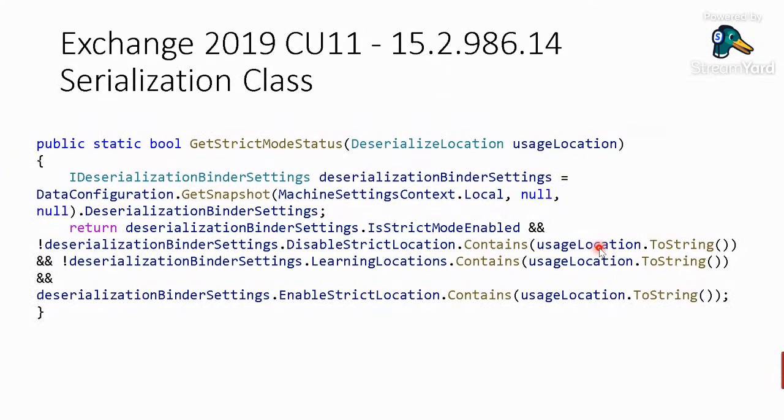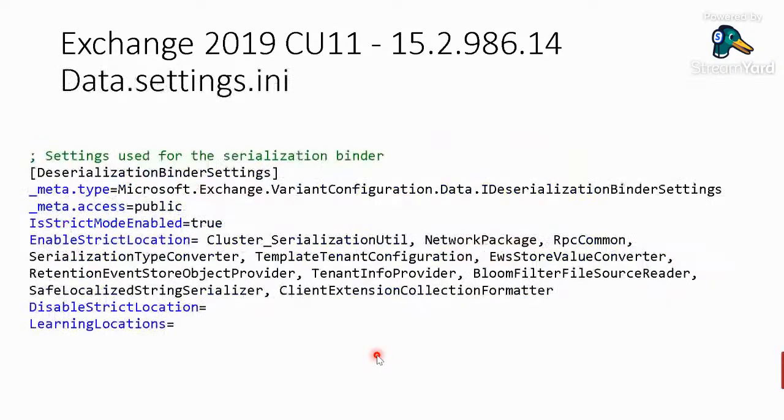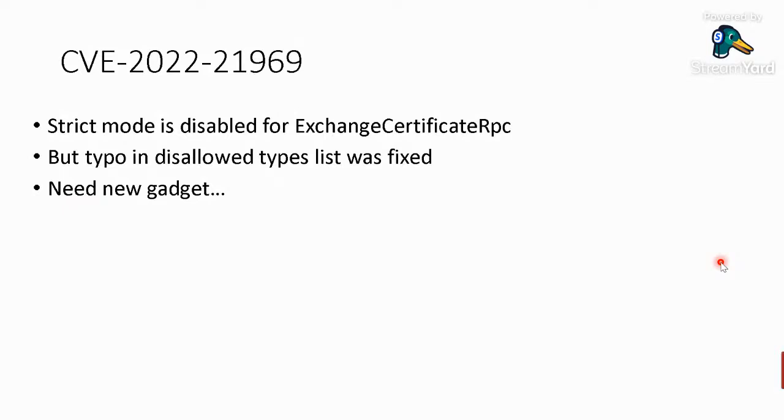Okay, so basically it's checking if it's in the disabled locations, in the learning locations, and if it's in the enabled locations. So this is what the settings look like for the binder. It's just in an INI file. And, okay, strict mode is enabled. There are no disabled or learning locations, but the enabled locations don't include our location. After all that functionality, we figured out that our specific location has strict mode set to false. So again, we're using the binder with strict mode set to false. But, obviously, Microsoft has patched the typo.